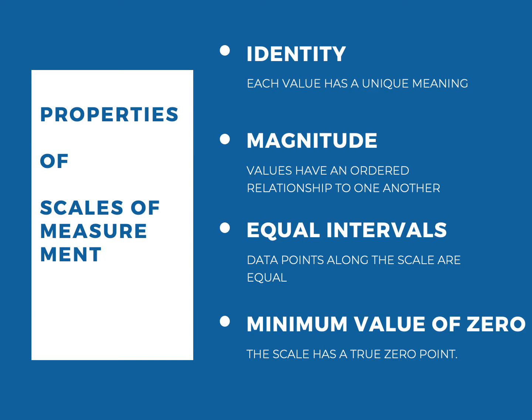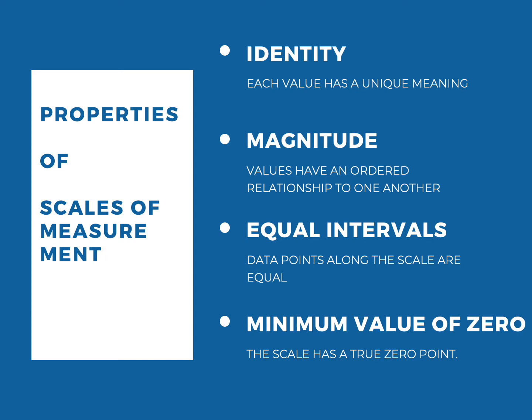Identity refers to each value having a unique meaning. Magnitude means that the values have an ordered relationship to one another so that there is a specific order to the variables. Equal intervals mean that data points along the scale are equal, so the difference between data points 1 and 2 will be the same as the difference between data points 5 and 6.